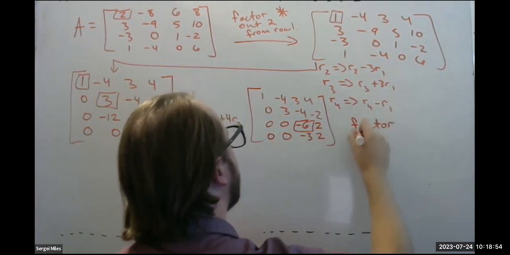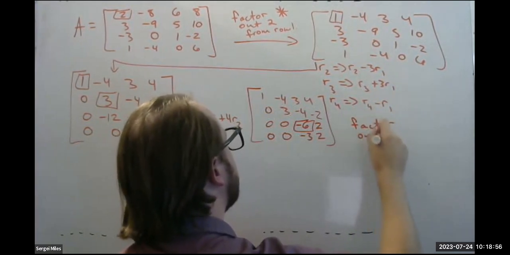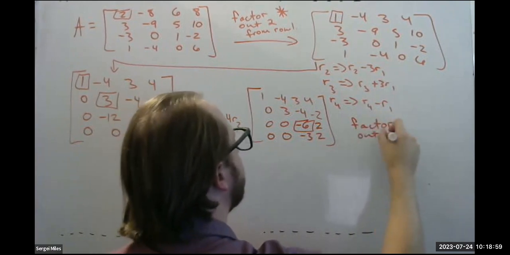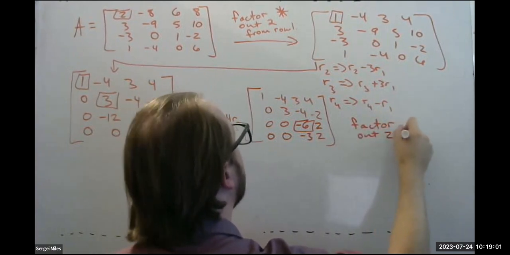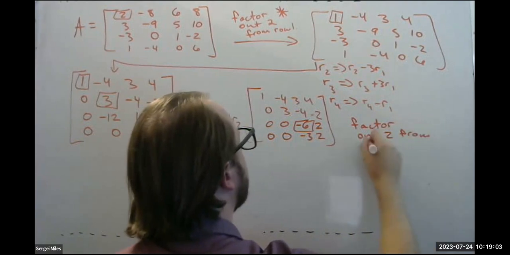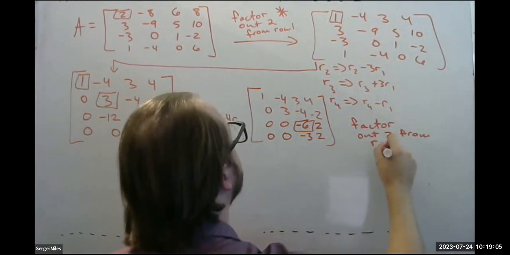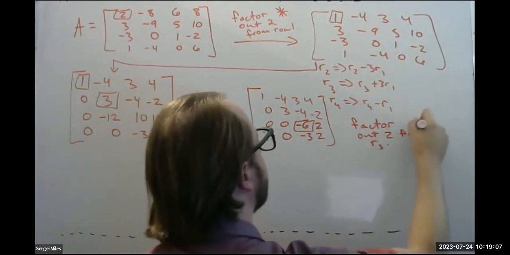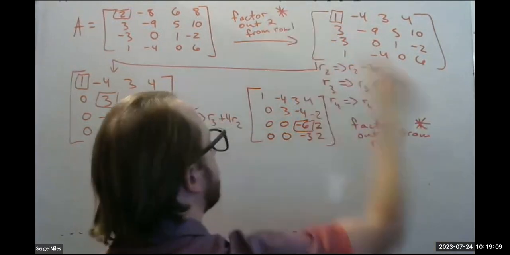But again, we want to keep track of it. If you factor out something, we're going to have to multiply it back in later. So we need to factor out a 2 from row 3, right? So again, we want to star this, remember this. We're going to come back to those.